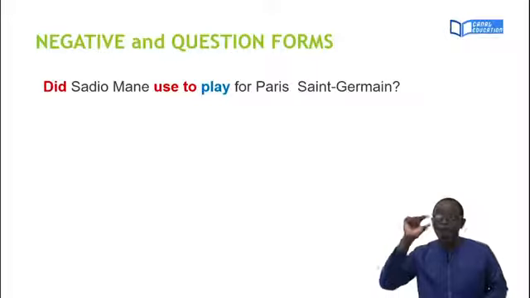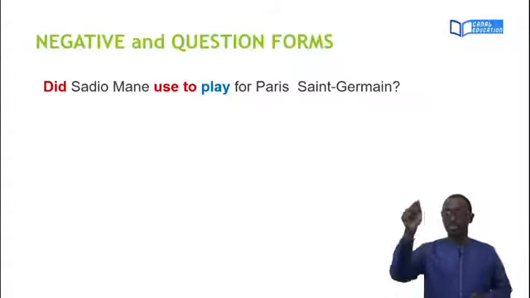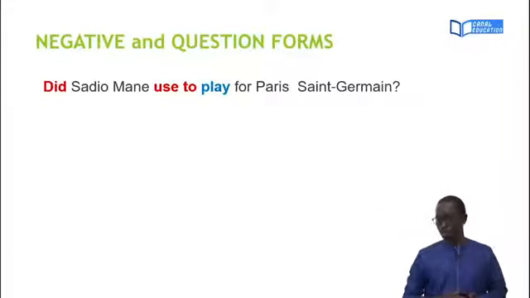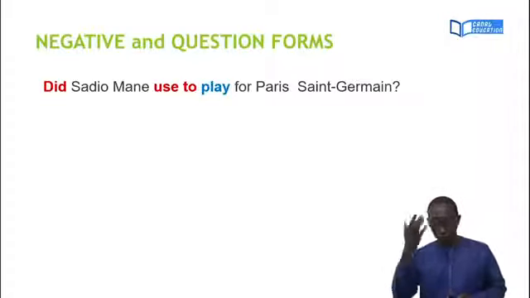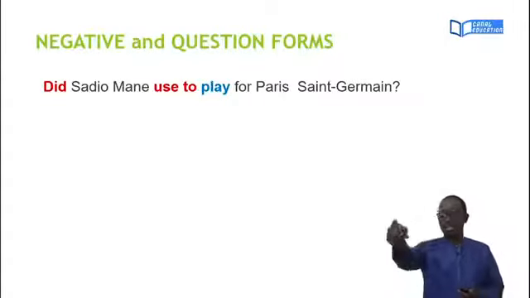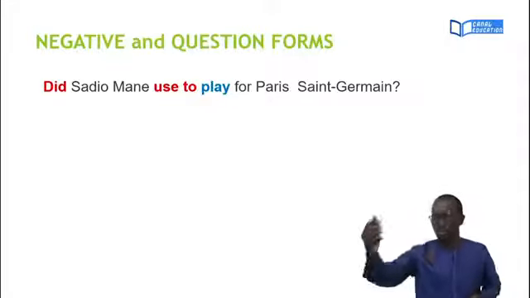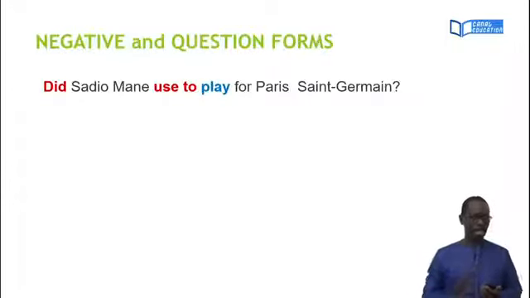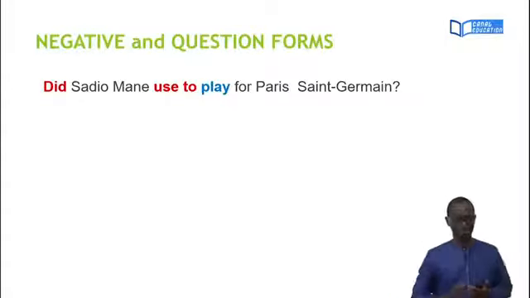It takes the past tense. That's why the structure is written without a D. You know, used to is used as a regular verb. Regular verbs use a D at the end of the verb in the past simple, you know that. Very good. So now, did takes the past. You have the subject, and then you have used to without the D, very important, and then you have the base verb, okay, play.